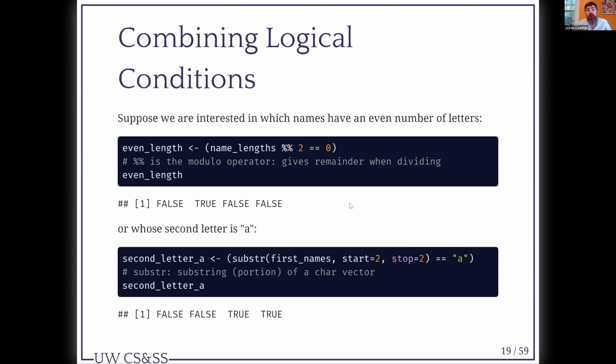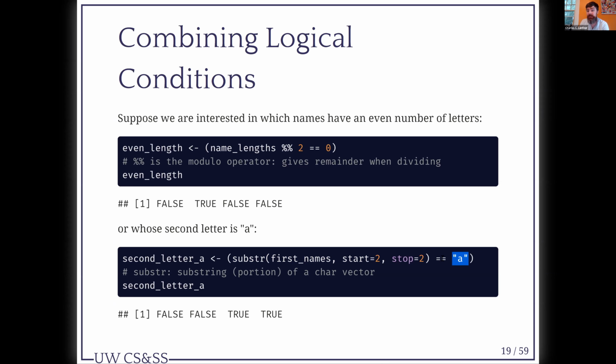I could also be interested in names whose second letter is A. So I'm gonna say second letter is A, assign to that substring first name. What substring does is it's going to go into the vector I give it, one element at a time. It's going to begin at whatever I say start, so it's going to go to the second letter in each element. It's going to stop at the second letter of each element. So this substring first name start to stop to gives me the second letter of every one of those names.